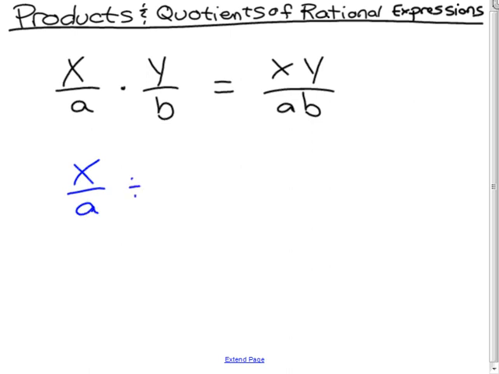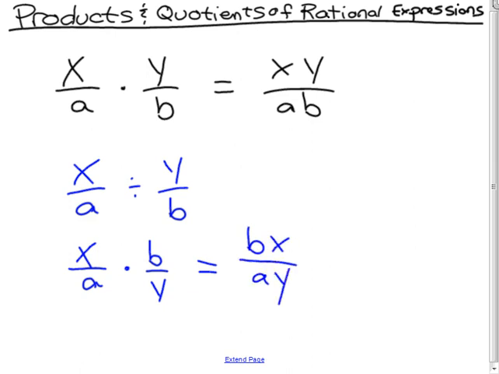X over A divided by Y over B. Division is very similar to multiplication. The only difference is I have to change what I'm dividing into multiplying by the reciprocal. Once I do that, cross the top, cross the bottom, I'll just write them alphabetically. Doesn't matter the order. So with division, the fraction that's being divided, I have to change into multiplication by the reciprocal.